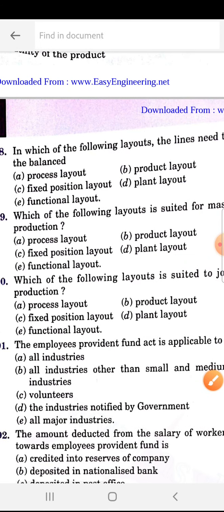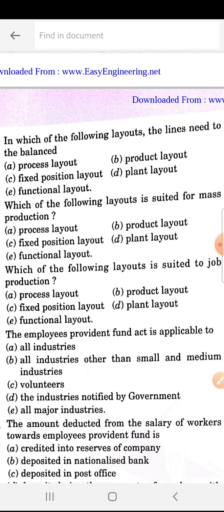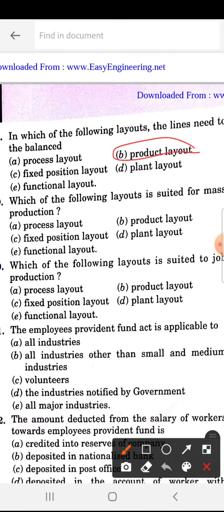88. In which of the following layouts do the lines need to be balanced? 88 is B, that is product layout. Which of the following layouts is suited for mass production? So 89 is B, that is product layout.